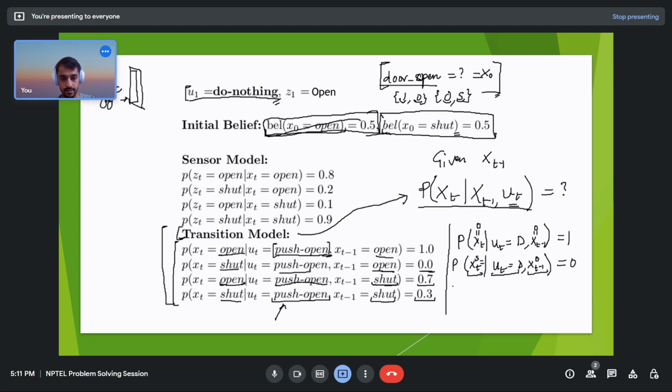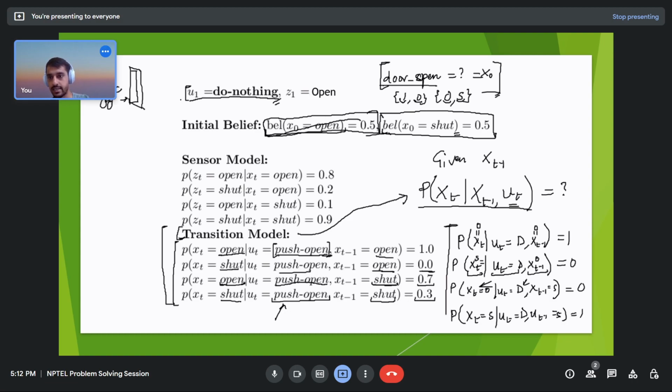So you will see that if x of t is 0, if the door was initially shut, then there is no way that now it can be open when the robot does nothing. This is important. And the probability that it is shut, given that you do nothing and it was previously shut, is basically the same. So now you have both of your transition models.